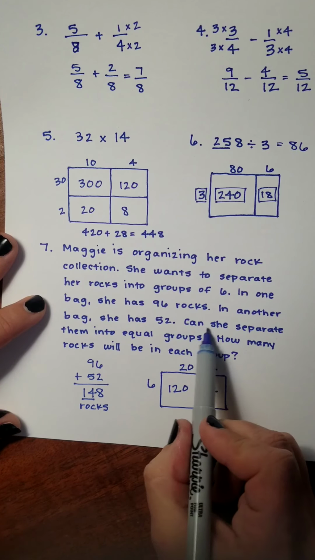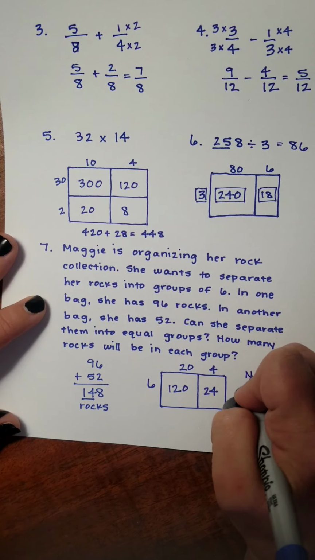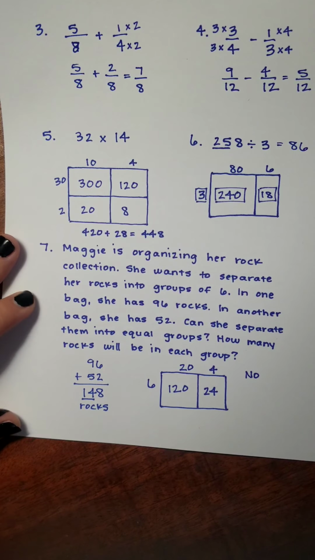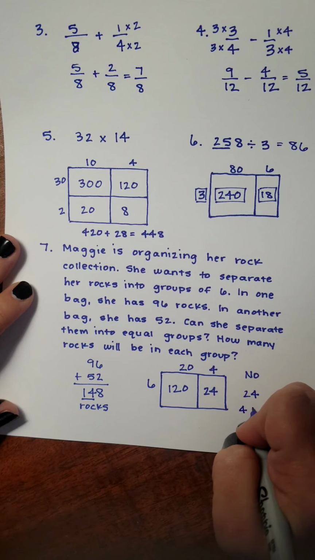So the question was, can she separate them into equal groups? No. And if I had enough room, I would write this in a sentence. No, Maggie cannot separate these rocks into equal groups. How many rocks will be in each group? Well, 24. There are 24 rocks in each group, but there's 4 left over.